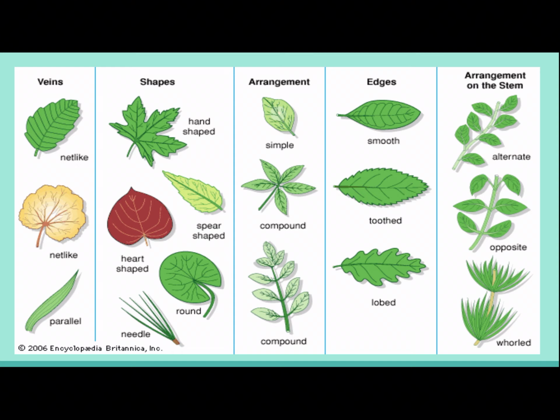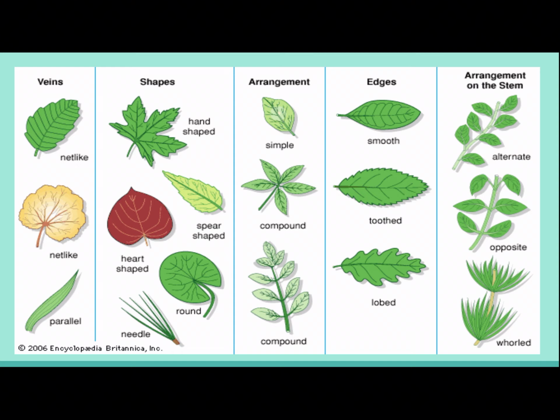And arrangements on leaves, you can have a simple arrangement. You can have the compound arrangement where it's in a circle there, or you can have the compound arrangement which looks like our previous diagram with a bunch of different leaflets attached to 1 node. The edges of leaves can be smooth, toothed, or lobed. And then, of course, how leaves are arranged on the stems of the plant: you can have alternate, opposite, and whorled arrangement of leaves.